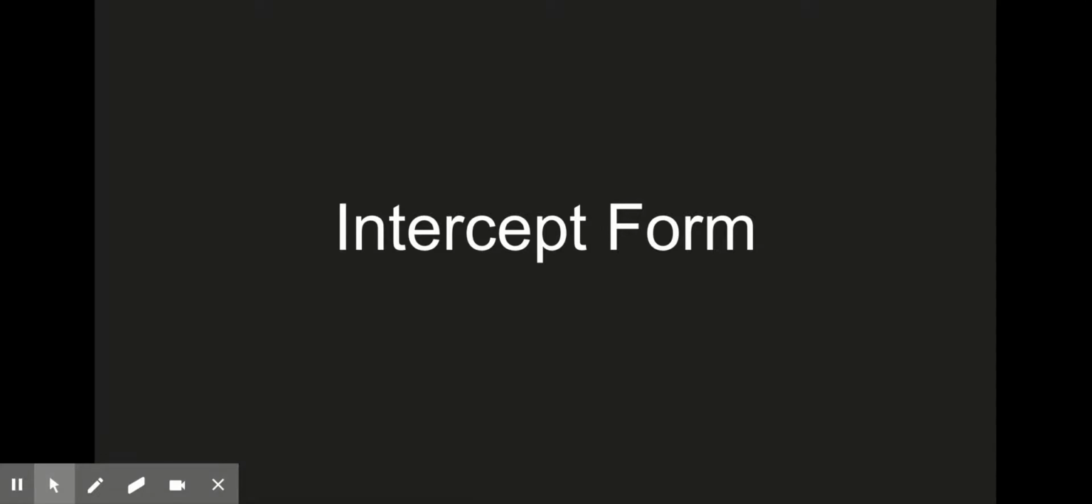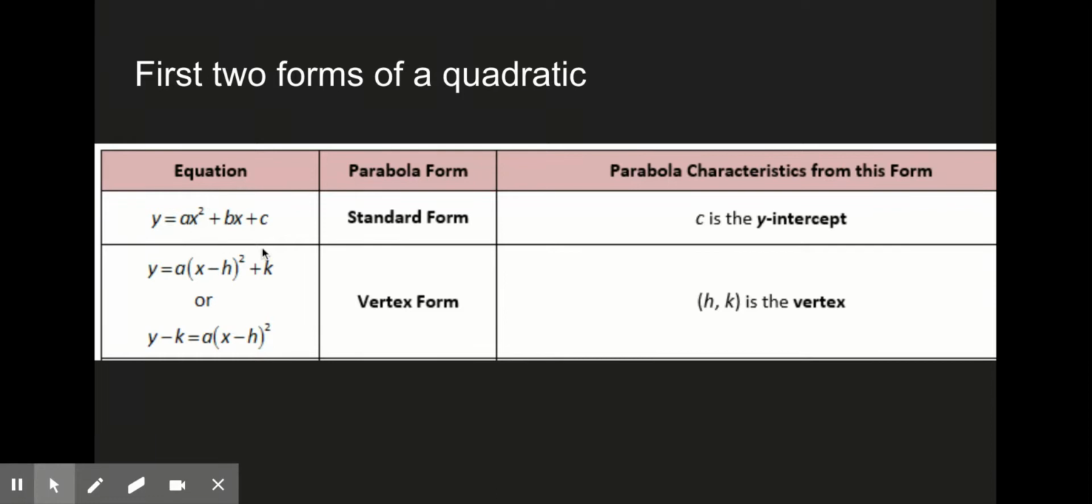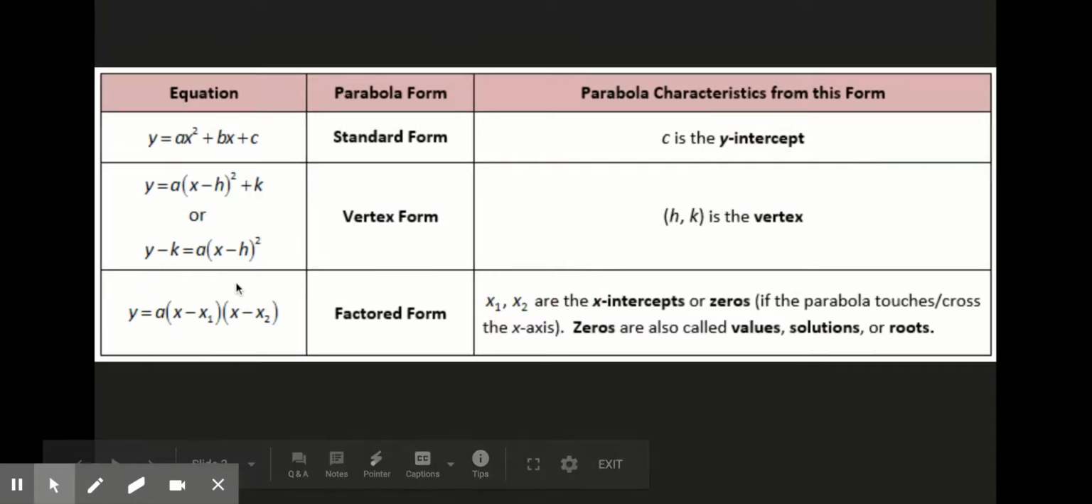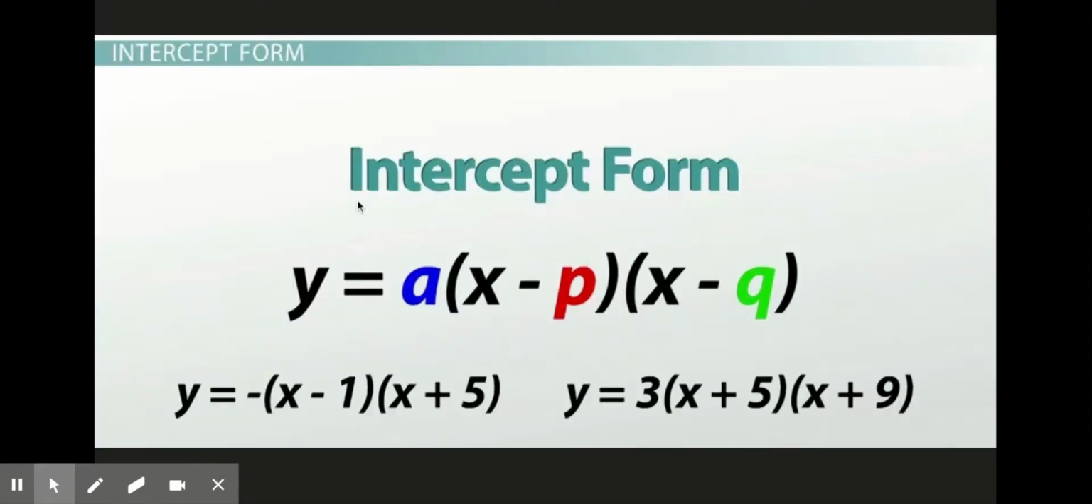All right, guys, so really quickly, I want to go through intercept form, which is the last form that we're learning about. We've learned standard, we've learned vertex, and now we're going to learn this factored form, or also called intercept form. So here it is right here. We still have that leading coefficient a, and then x minus p and x minus q.